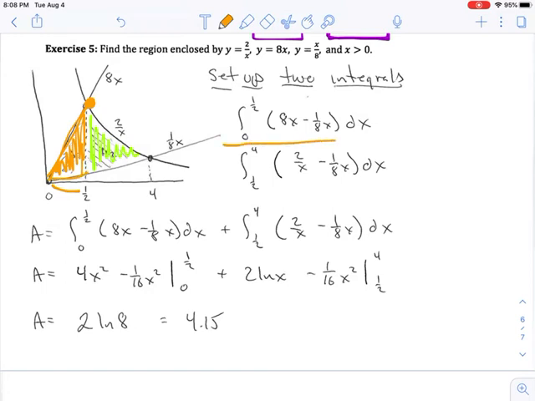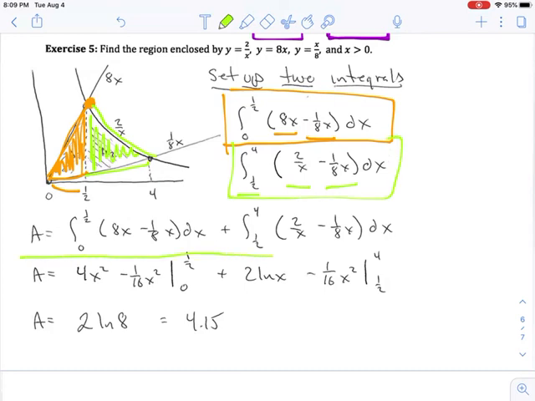So I set that up here. We have the bounds of integration from 0 to 1/2. 8x is on top, 1/8 x is on the bottom. Then the second integral is from 1/2 to 4, so there's my bounds of integration. The function that's on the top is 2 over x. The function on the bottom, once again, is 1/8 x. Set up the second integral. Put it all together in one nice big integration problem.